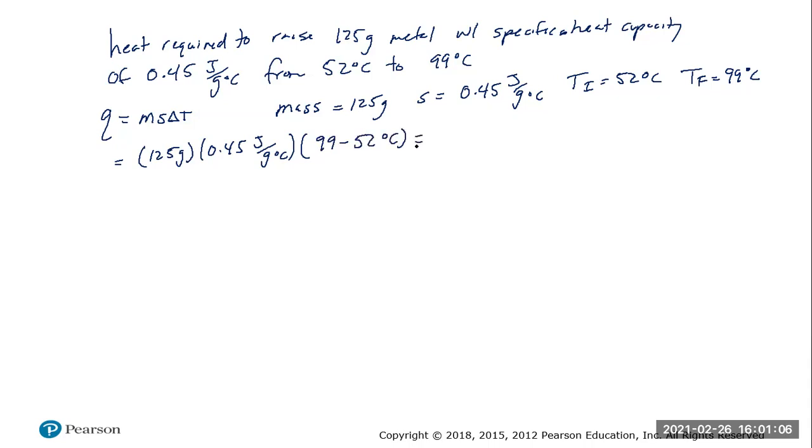And if we do that, and we grab a calculator here, take 125 times 0.45. We're going to times it by 99 minus 52. Going to end up with 2643.75. In terms of units, grams would cancel. Degrees Celsius would cancel. We would be left with joules.